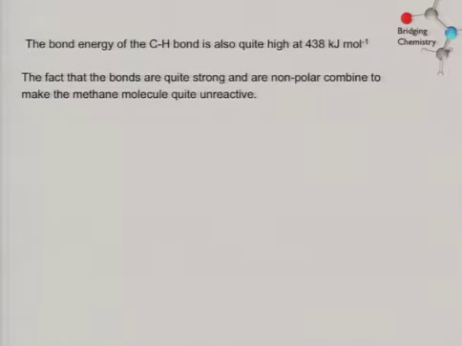And so these two things, the fact that the bonds are quite strong and the fact that they're non-polar, combine to mean that a carbon-hydrogen bond is quite unreactive. If you want to do a chemical reaction that involves breaking a carbon-hydrogen bond and replacing the hydrogen with something else, then that's going to be quite hard to do. And so a methane molecule, which only has carbon-hydrogen bonds, is going to be quite unreactive.